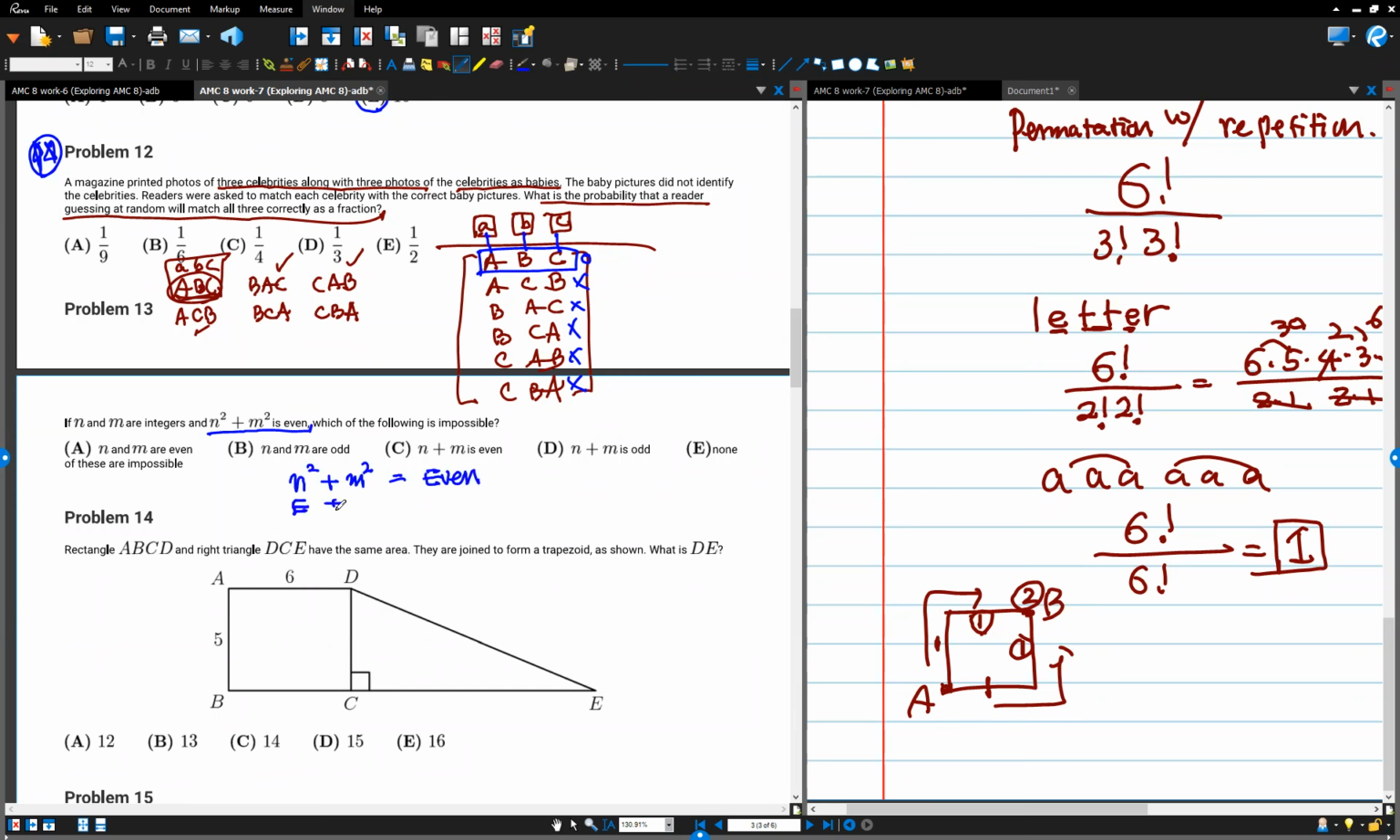Even plus even is even, right? That's correct. Odd plus odd is also even, okay? You have 2 possible cases over here.